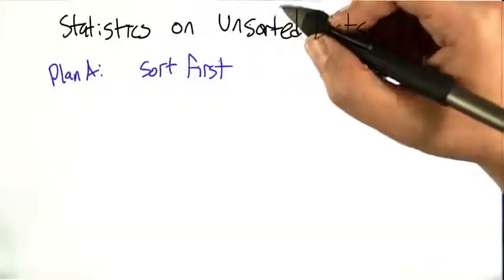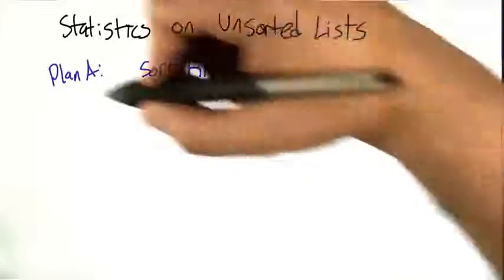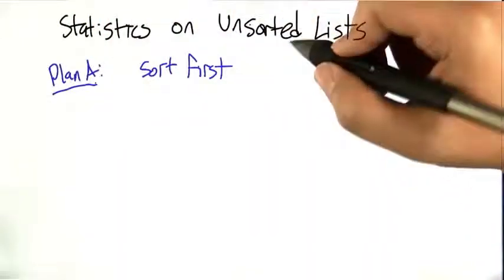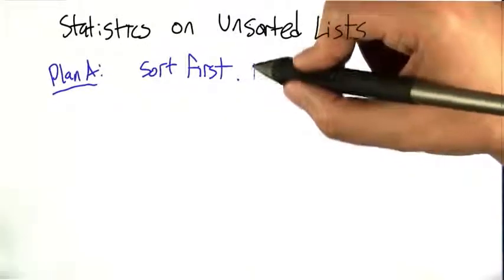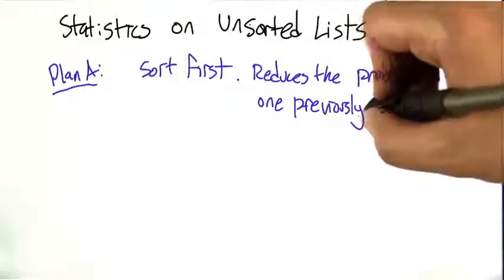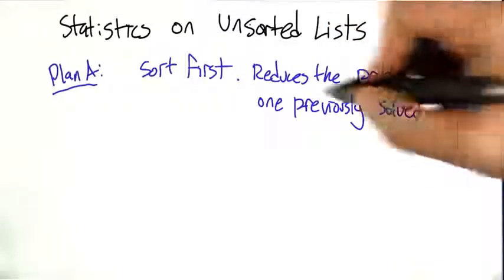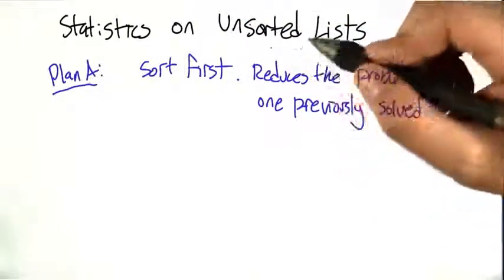So what do we do about computing statistics like those in an unsorted list? Well, plan A, especially for mathematically minded people, might be to sort the list first, which, as we say, reduces the problem to one previously solved. So that is to say, if we know how to sort, we can sort the list and then apply the ideas that we had just been talking about.